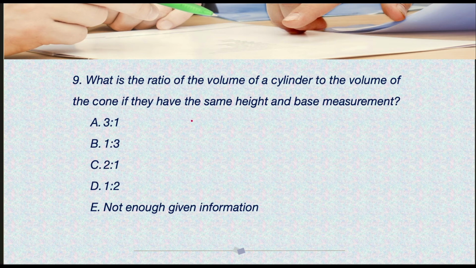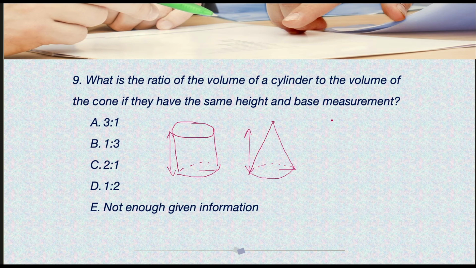So I will draw here a cylinder. A cylinder is like a tin can. A cylinder has a circular base, while a cone also has a circular base, but it's not like a tin can. It's like an inverted ice cream, an ice cream cone. So if they have the same base, the same radius, and the same height, in other words, the answer is not enough given information. No, I'm just kidding. The answer is very simple.